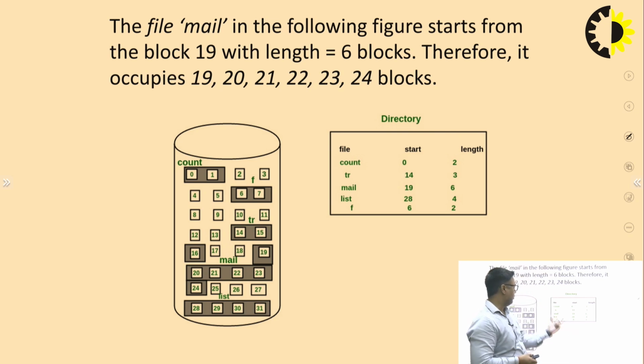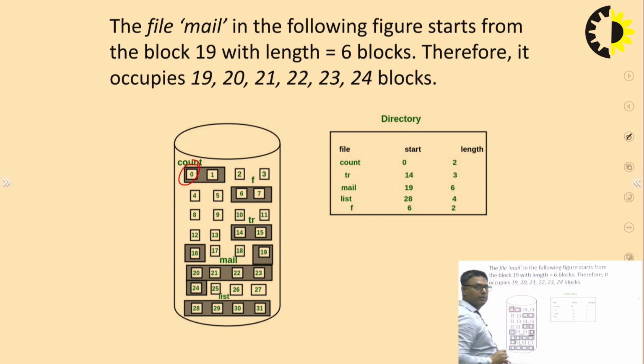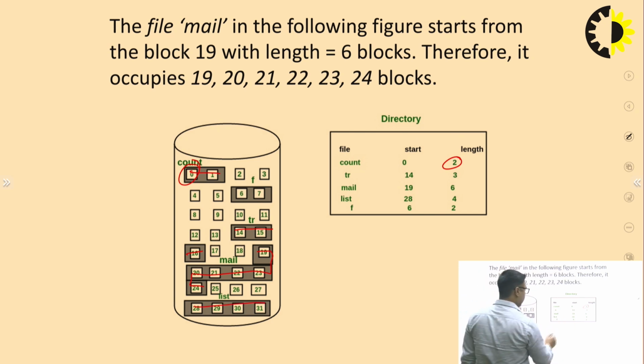In the first example, the files are count, tr, mail, list and f, and these files are stored on a hard disk. Count starts at 0 and covers a length of 2. Tr starts from the 14th position and the length is 3. Mail starts from position 19 and covers 6 blocks, as the size given is 6. Next is list at position 28 with size 4, and next is f at position 6 with size 2.